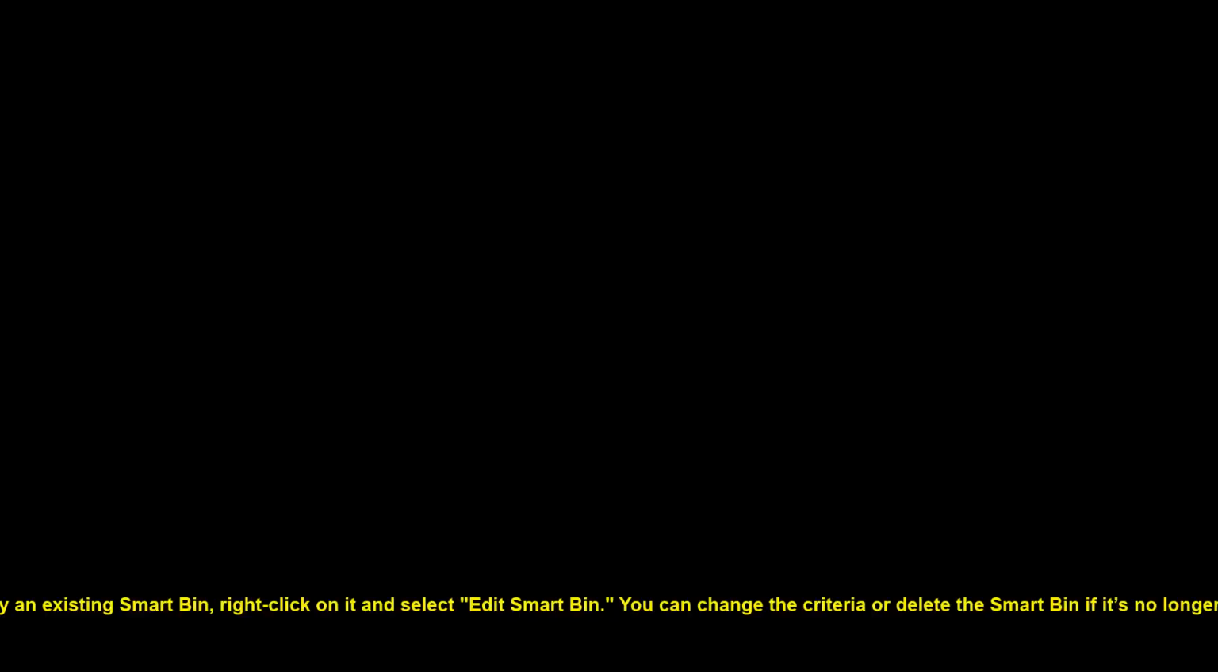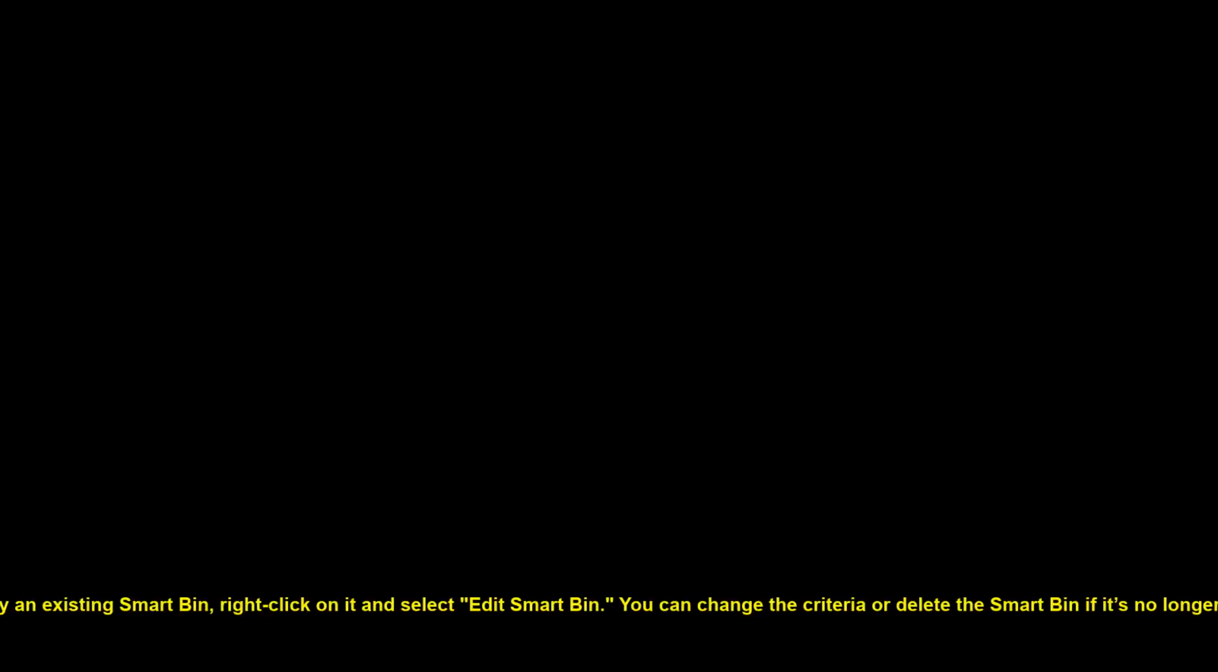The SmartBin will now appear in your media pool. Drag and drop your media files into the SmartBin for automatic sorting. If necessary, repeat the process to create additional SmartBins for different categories. To modify an existing SmartBin, right-click on it and select Edit SmartBin.